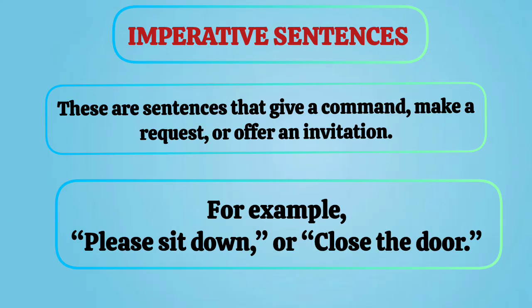Now, moving on to the third type, that is imperative sentences. These are sentences that give a command, make a request, or offer an invitation. For example, please sit down or close the door. They often start with a verb and don't always need a subject written out because the subject is understood to be you. Think of them as instructions or polite suggestions.